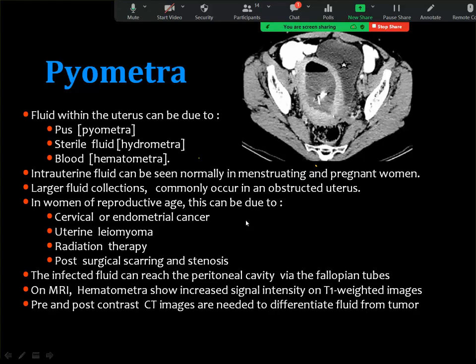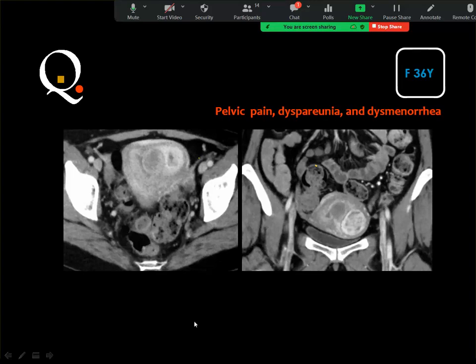And the fluid can be seen normally in menstruating and pregnant women, and larger collections may occur when the uterus is obstructed, like by cervical cancer or uterine leiomyoma or some sequelae of radiation or even post-surgical scarring. If the collection is infected, you got high CT density and also abnormal increased signal intensity.